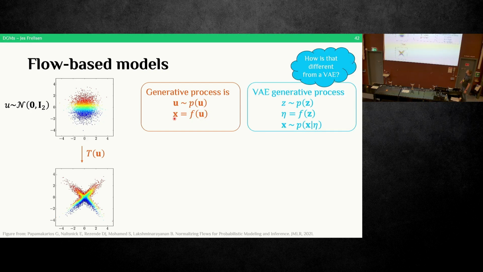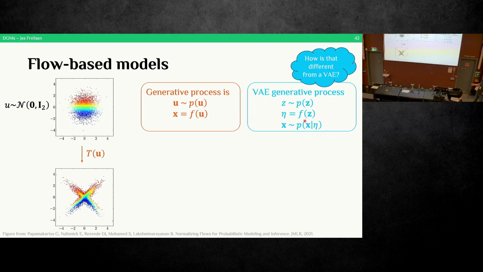How is that different from a VAE? This was the generative process in a VAE. We sample the set, we apply some function to the set, and then we sample the set from the P after. What's the essential difference here? You have only one source of noise or variability, which is in the base distribution, sampling from that. Yes. So what you said, we only have one source of noise.